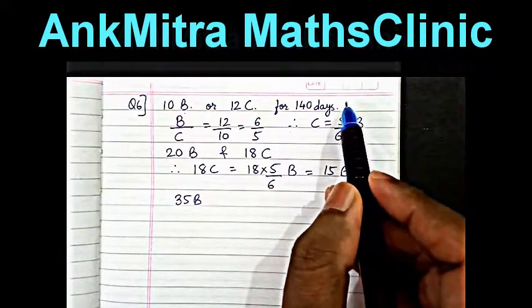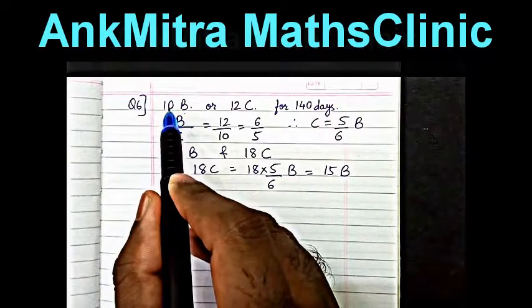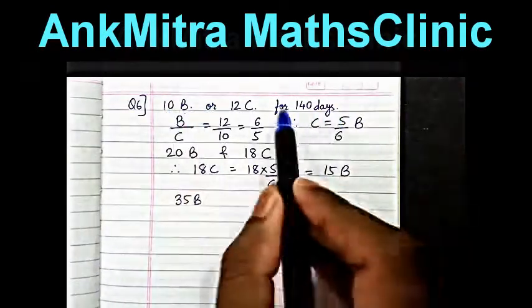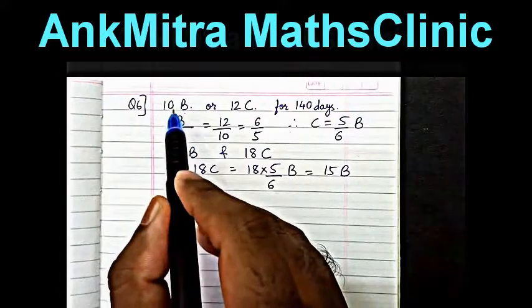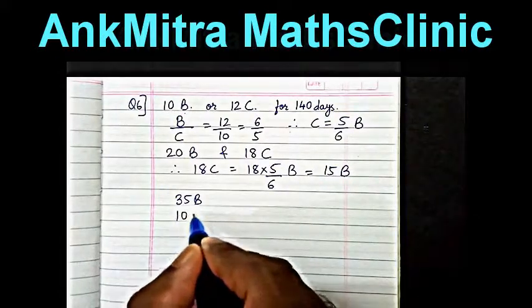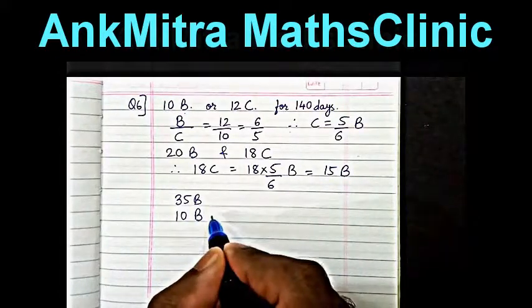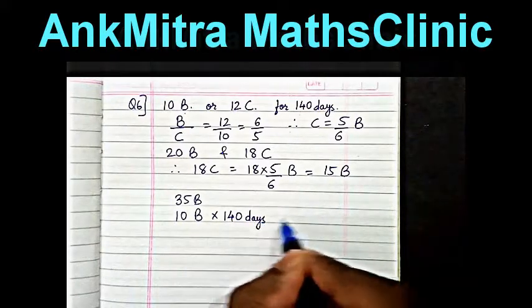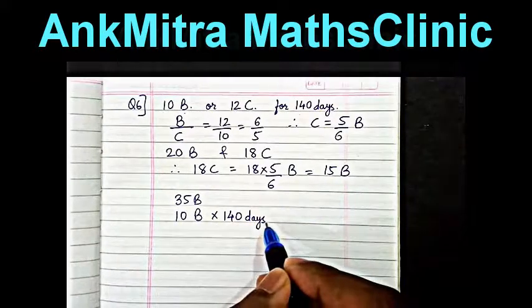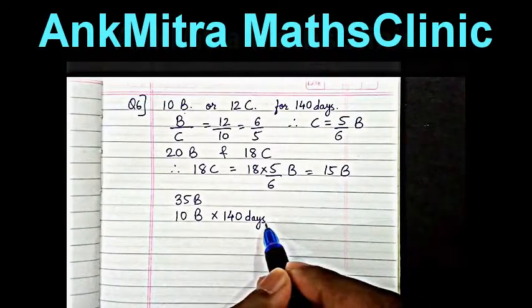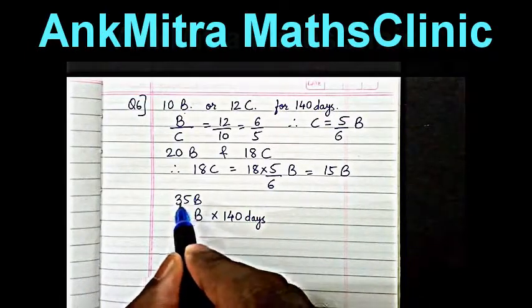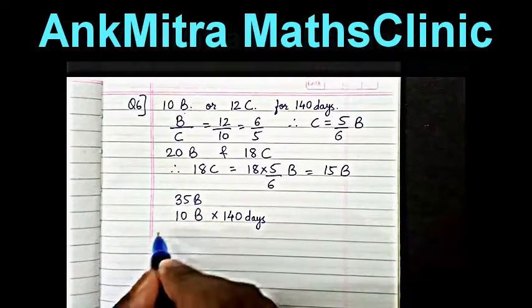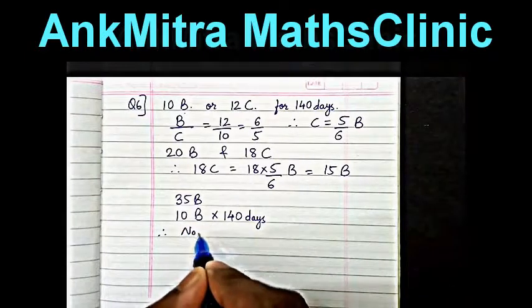consuming the same quantity of grass which was originally sufficient for 10 buffaloes for 140 days. So I'll write it like this: 10 buffaloes multiplied by 140 days is the total quantity of grass. Now this total quantity of grass is to be fed to 35 buffaloes.